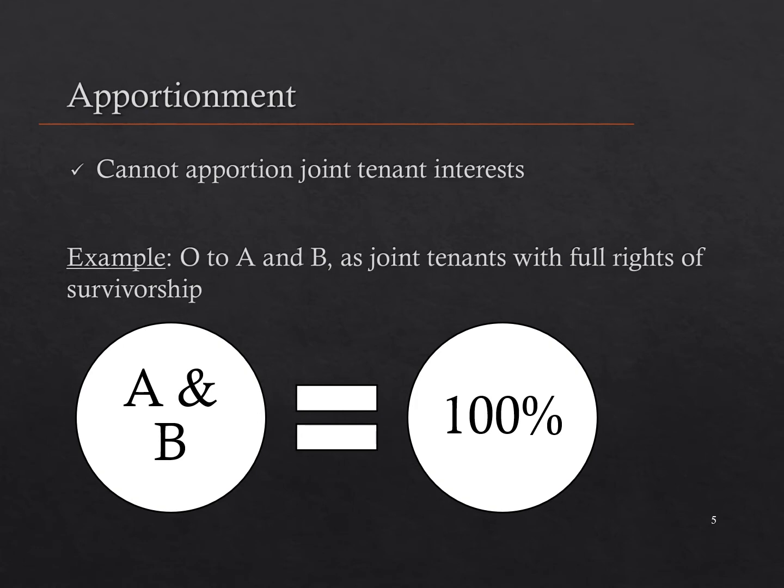Dealing with apportionment, similar to the joint tenancy and the tenancy by the entirety, the tenants in a joint tenancy with full rights of survivorship cannot apportion interests. So here we have O to A and B as joint tenants with full rights of survivorship. A and B own the whole. They own 100% together. A and B are in the circle, and if you can just picture that in your head as being a part of the same element, they are not free to apportion.